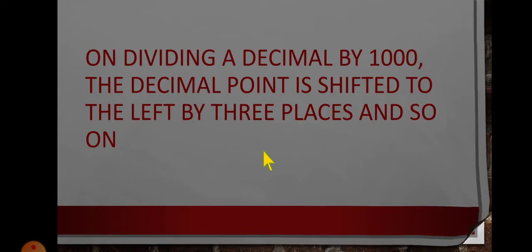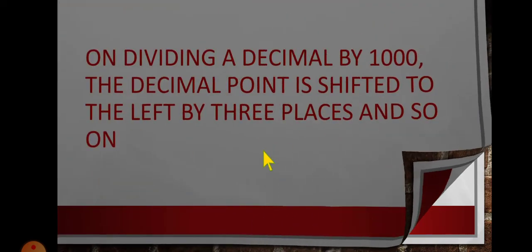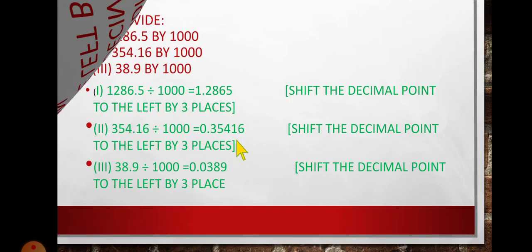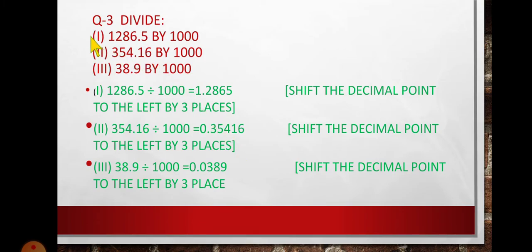Let's see rule third. On dividing a decimal by 1000, same, the decimal point is shifted to the left by 3 places. We shift the decimal by 3 places and to the left side, because in 1000 there are 3 zeros. Let's do another question.